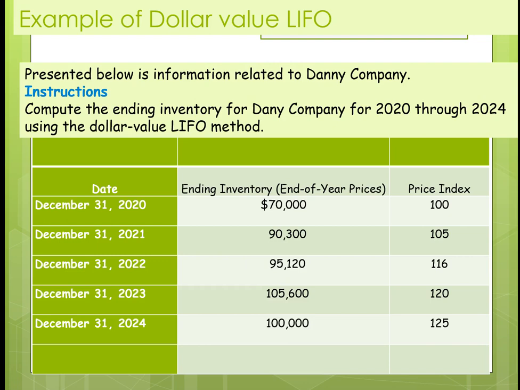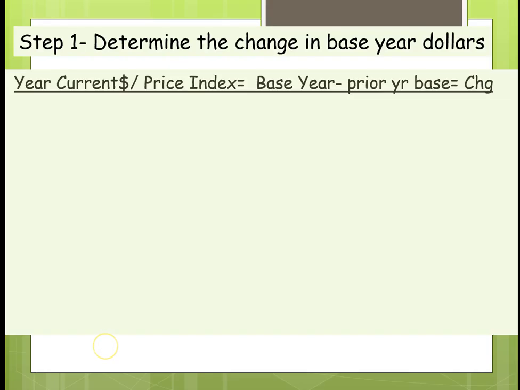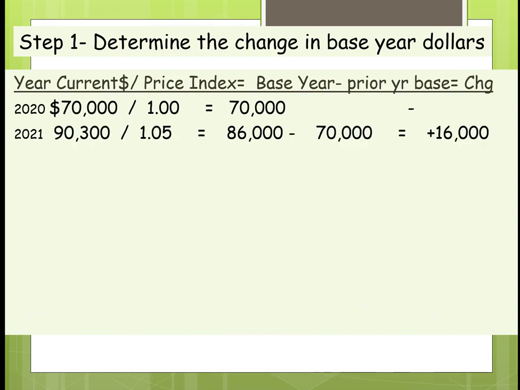Okay, example of dollar value LIFO. Now in this one we have the indexes, and they are for 5 years. So I'm going to work through all 5 years and show you how this works. So first what we've got to do is take the current year divided by the price index to give you the base year, minus the prior year gives you the change. So now for 2021 is the first year. We've got an index of 1.05. We subtract the prior year, which means we increase by 16,000 at the base price.